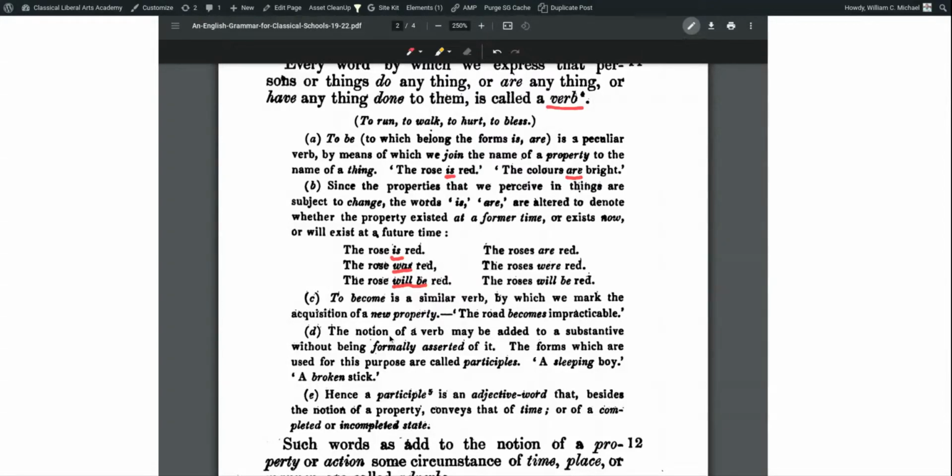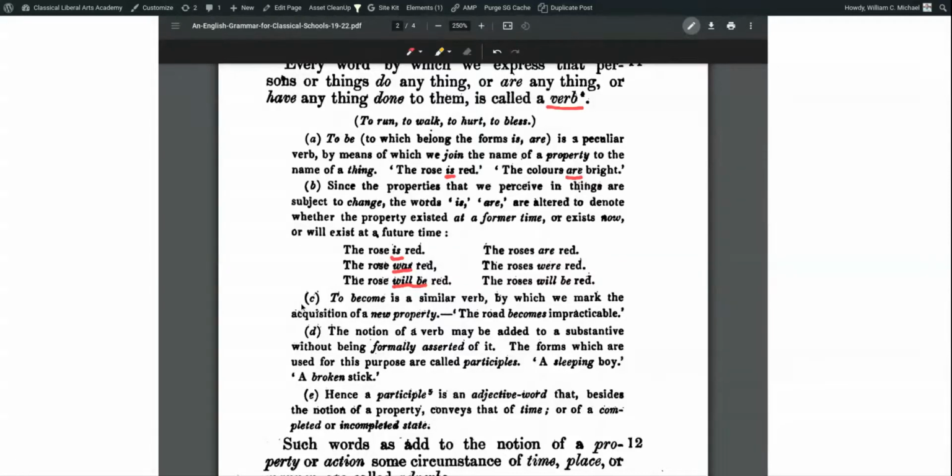Different forms are used to express present, past, and future time, but these forms are different forms of the same verb. Okay, so verbs express time.